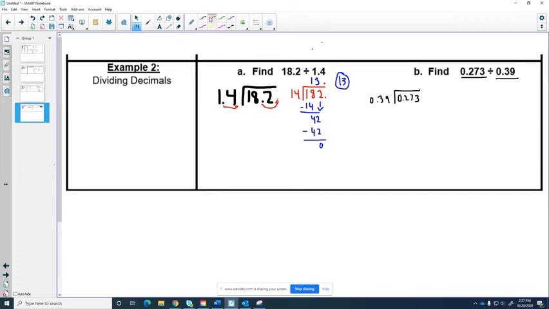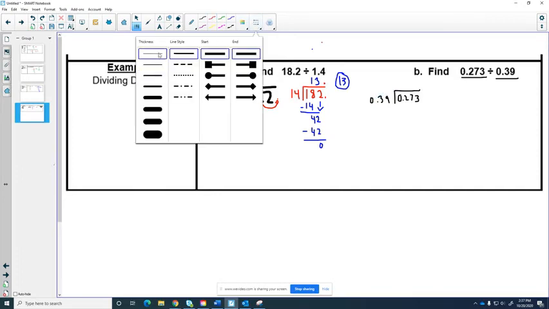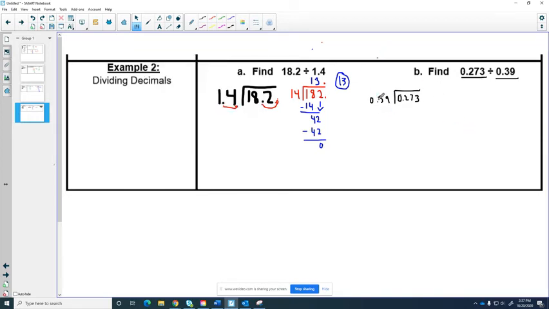Now remember, our first step is to multiply. We have to turn this 39 hundredths into a whole number. So now, instead of multiplying by a power of 10, we actually have to multiply it by 100, or 10 to the second power. So we move the decimal, and whatever we do to the divisor, we have to do to the dividend. So now our decimal goes between the 7 and the 3.